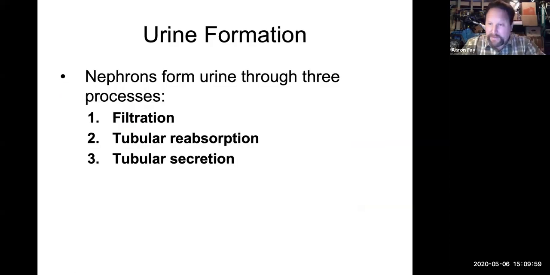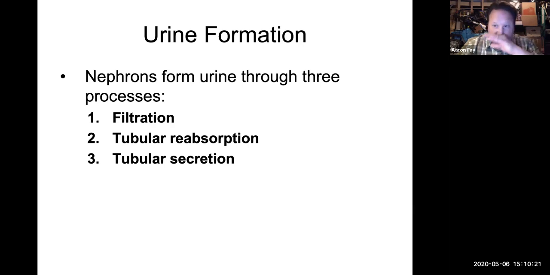So let's talk about the process of urine filtration or urine formation. So it begins in the nephrons, right? And three processes are needed to create urine. You have a filtration step, which happens in the renal corpuscle, followed by tubular reabsorption and tubular secretion.